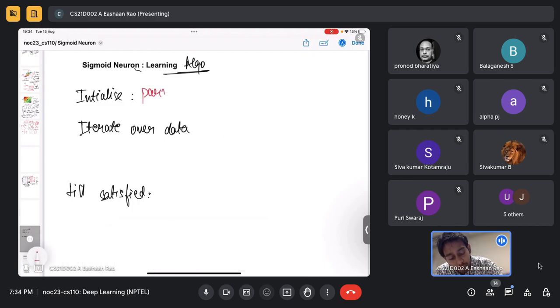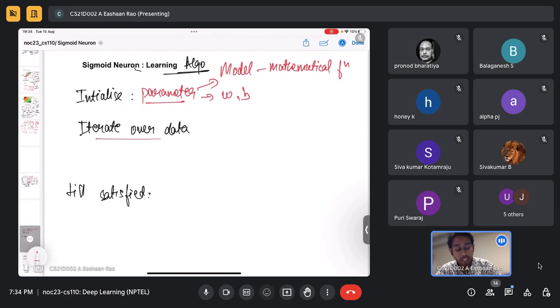Initialize the parameters based on the model, the mathematical function which defines the sigmoid or perceptron or any other DNN model. So we initialize the parameters, in this case W and B. Now we will iterate over data.